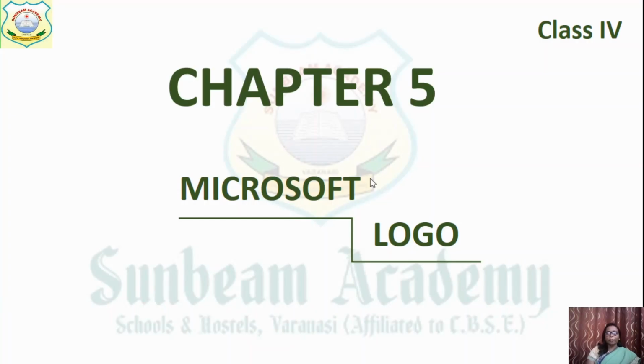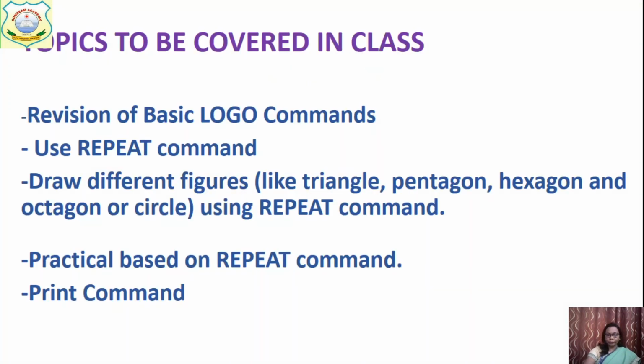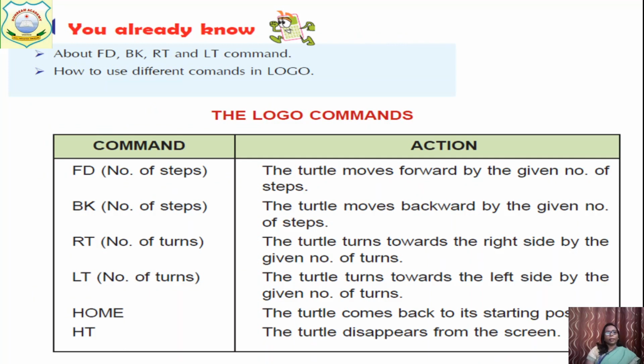Chapter 5, Microsoft Logo. What is Logo? Logo is a programming language, and Logo uses commands. We will read basic commands, then the repeat command, and using the repeat command we'll make a triangle, pentagon, hexagon, octagon or circle. These we have already done. Now we will do the print command today, and at the end we'll do procedure in the next class. Okay, so these are the basic commands that we have already done.